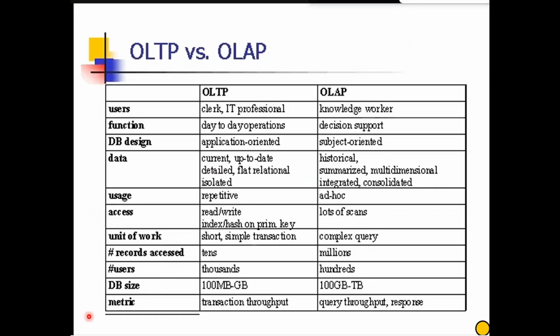So again, I think yesterday itself I have shown the same slide in a different context. Difference between OLTP and OLAP. Your OLAP is with respect to your data warehouse, OLTP is with respect to your database. So these are the parameters. With respect to OLTP, user is going to be a clerk. With respect to OLAP, user is going to be a knowledge worker. So what is the function? OLTP is usually day-to-day operation, and OLAP is used for making decision. So these things already we have discussed.